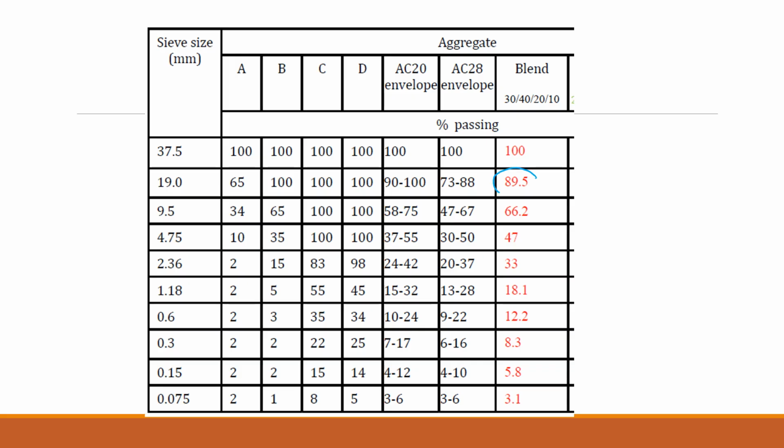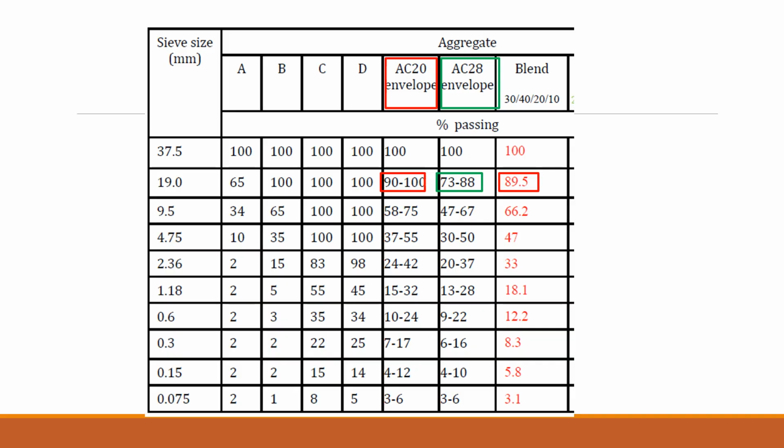Yes, so all are okay except this one, am I right? Is that right? All okay except this. So 89.5 is not within 90 and 100, and also it's not within 73 and 80. So this blend is not okay with either AC20 or with AC28. Agree or not? Yeah. Okay, so we can take this as a base for finding out which one to be increased, which one to be decreased.